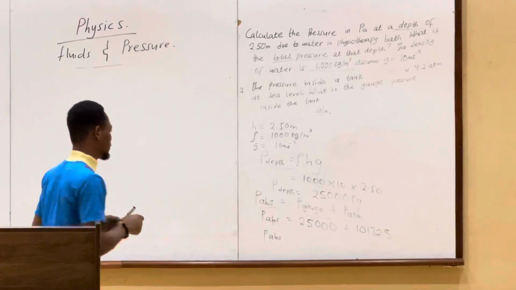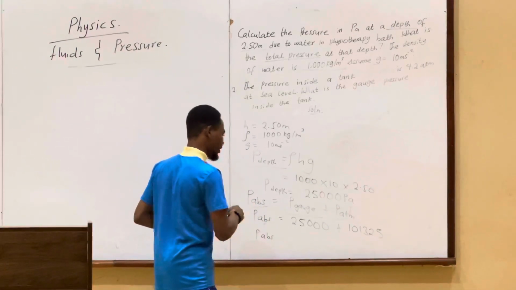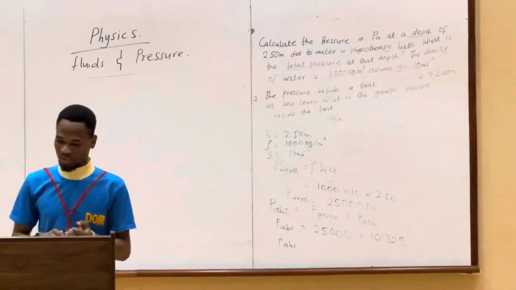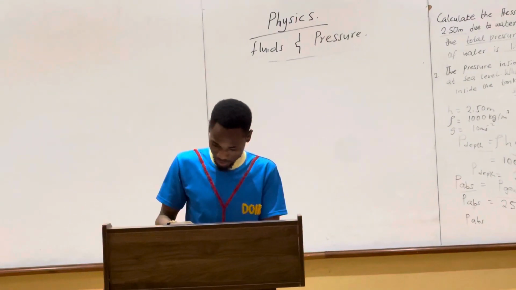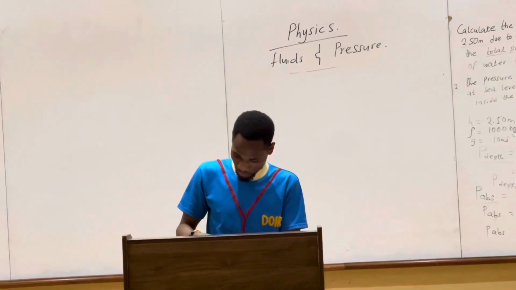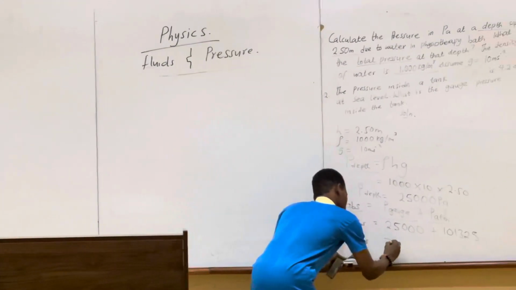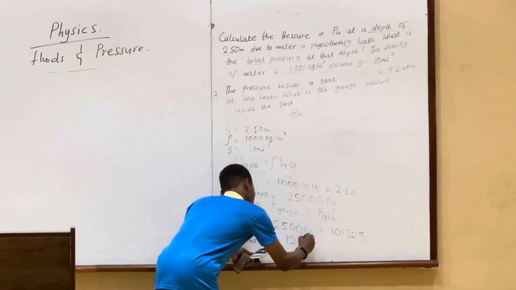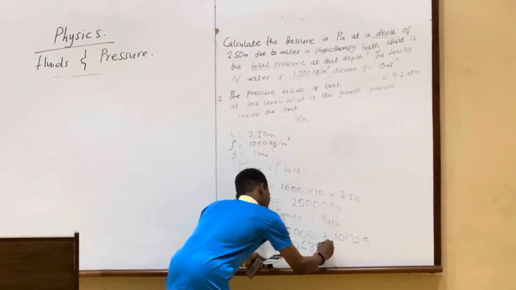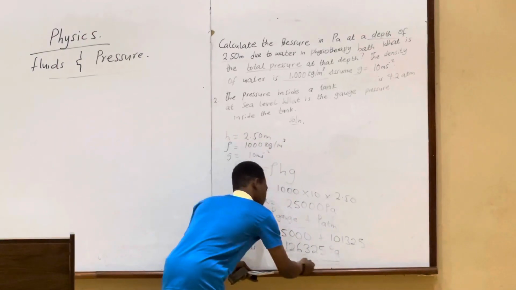I have 25000 plus 101325. Okay, so that's that. By the help of my calculator, when I add them, I'm getting 126325 Pascal.